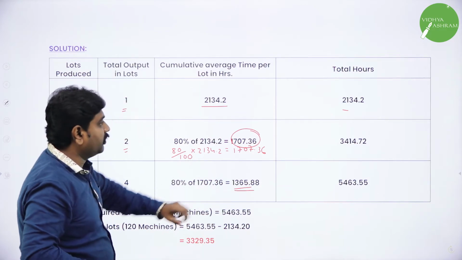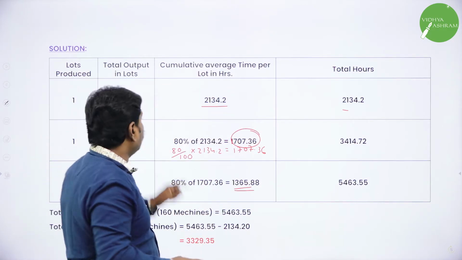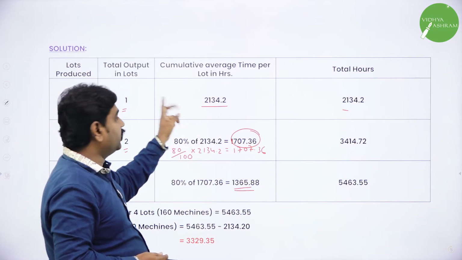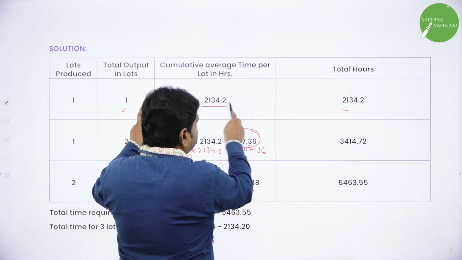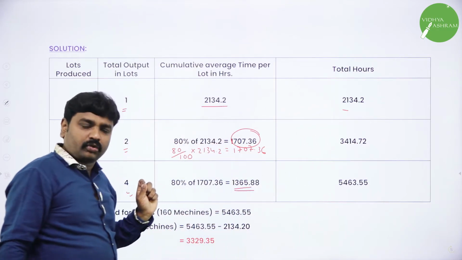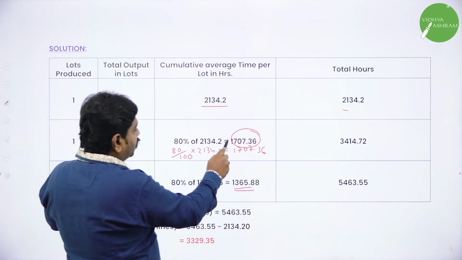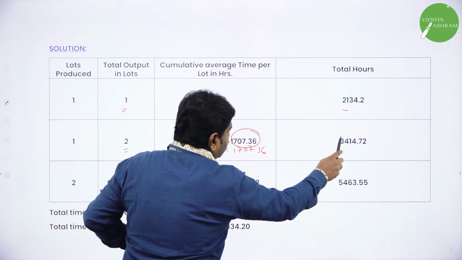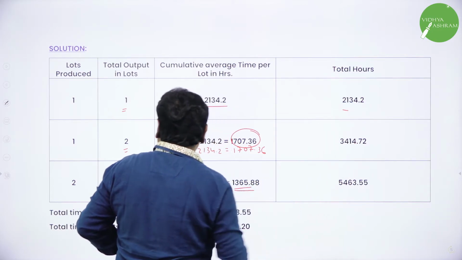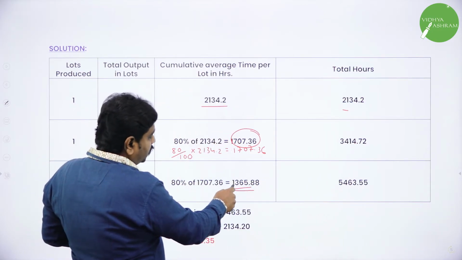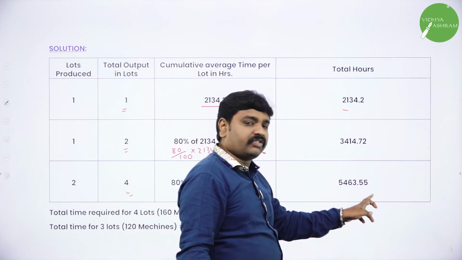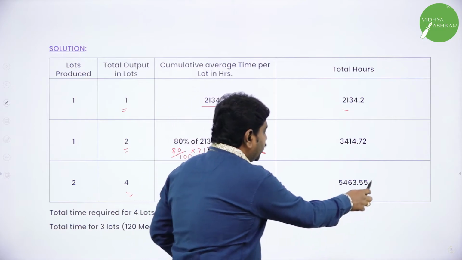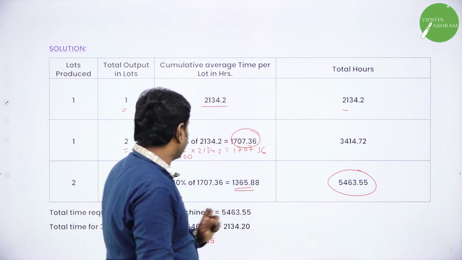Now you fill the cumulative. How to fill the total hours? Output into cumulative average time per unit. Multiply the second and third columns. 1 into 2,134.2 is 2,134.2. Then 2 into 1,707.36 gives you 3,414. Then 4 into 1,365.88 gives you 5,463.55. Now this is the total number of hours required to produce 4 lots.